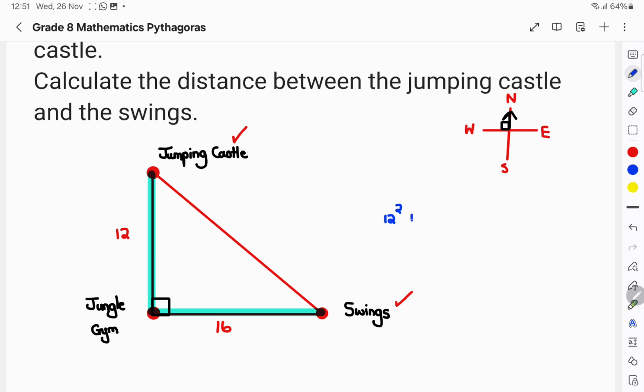So we're going to say 12 squared plus 16 squared, and you can go and put in a little x there to say that is what I'm calculating. And thank you, Mr. Pythagoras. And 12 squared plus 16 squared gives you 400. And if I square root both sides, then I'm left with x is 20 steps away. Square root of 400 is 20. And because we were walking with steps, it will be 20 steps from the jumping castle to the swings.